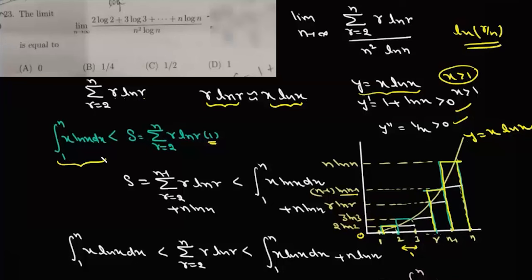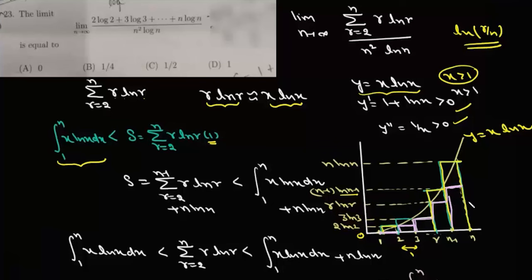So this S will be greater than the integral from 1 to n of x log x dx. Now there is another way to draw these rectangles. Now what we'll do is we'll draw them from the starting of the point. So now this is 0. Now this rectangle from 2 to 3, its height is 2 log 2. Then here it will be 3 log 3. Then this is r log r, and this is n minus 1 log n minus 1.